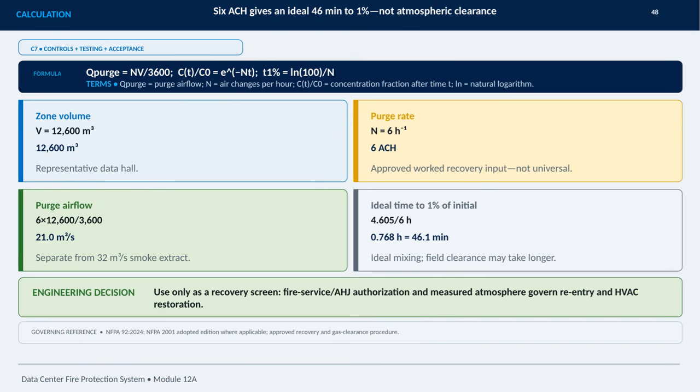6 ACH gives an ideal 46-minute time to 1%, not guaranteed atmospheric clearance. Use this number only as a recovery screen. Actual reentry and HVAC restoration depend on measured conditions, fire service and authority approval, and the approved recovery procedure, with NFPA 92 and the applicable adopted edition of NFPA 2001 governing the process.